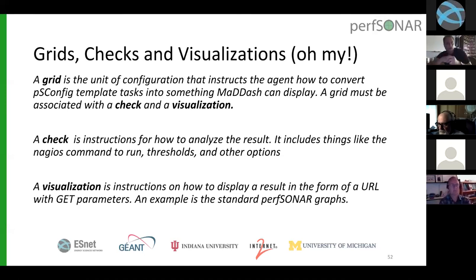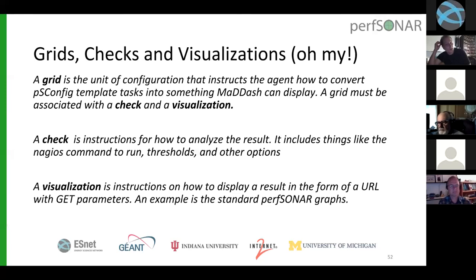What do you want me to do with it, right? So there's two parts to the grid. There's the check, which instructs the grid how to analyze the results. So like for throughput, it wants you to look at the throughput event type and compare that to some threshold that's based on gigabits per second or whatever the unit is. And then once I have those results, that's basically how you get your red, yellow, green in a mad dash.